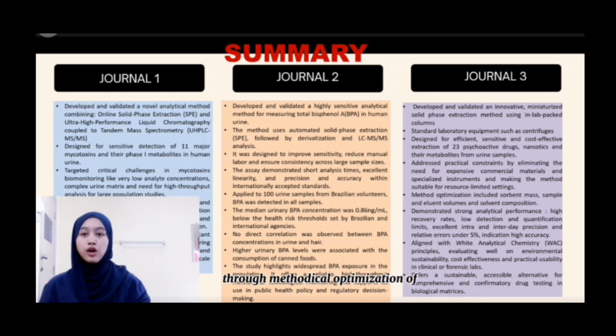Through methodical optimization of sorbent mass, sample and eluent volumes, and also solvent composition, the procedure achieved high recovery rates, low detection and quantification limits, and excellent intra- and inter-day precision. Minimal matrix effects were observed for most analytes, and the method displays strong accuracy with relative errors under 5%. Its robustness and reliability make it a valuable confirmatory tool, and the method also aligns with the principles of white analytical chemistry (WAC), scoring favorably in terms of environmental impact, practical application, and analytical quality.